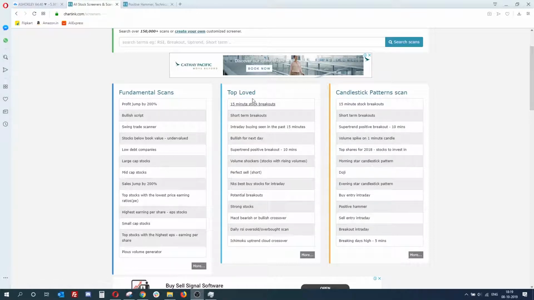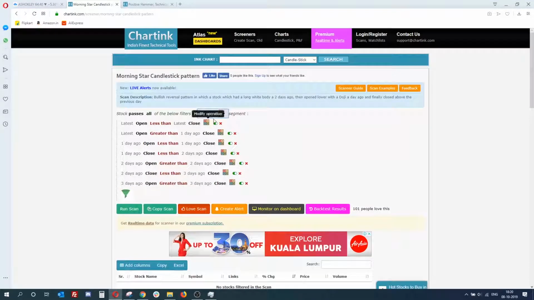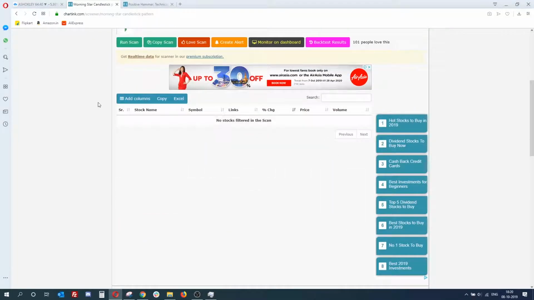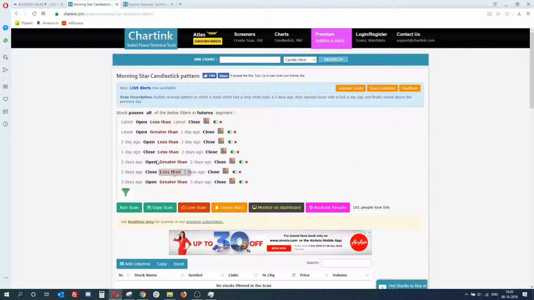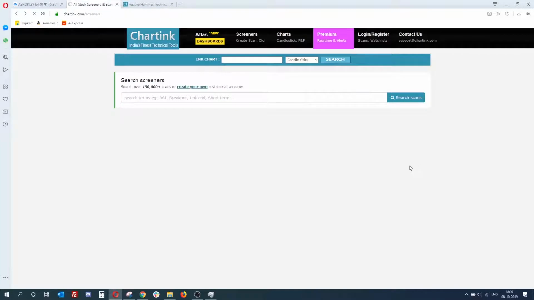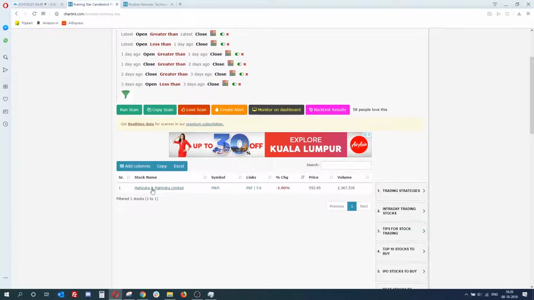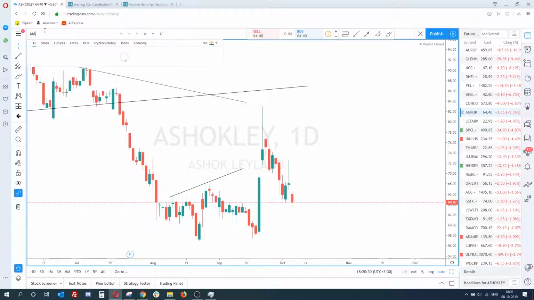So these are the candlestick patterns, and these are the scanners. If the morning star candle pattern is there, you will be able to see it in the scan. Okay, there is no morning star pattern. Let me go back and see if there is an evening star candle pattern. Yes, there is. This is Mahindra and Mahindra. Let me go ahead and see Mahindra and Mahindra.